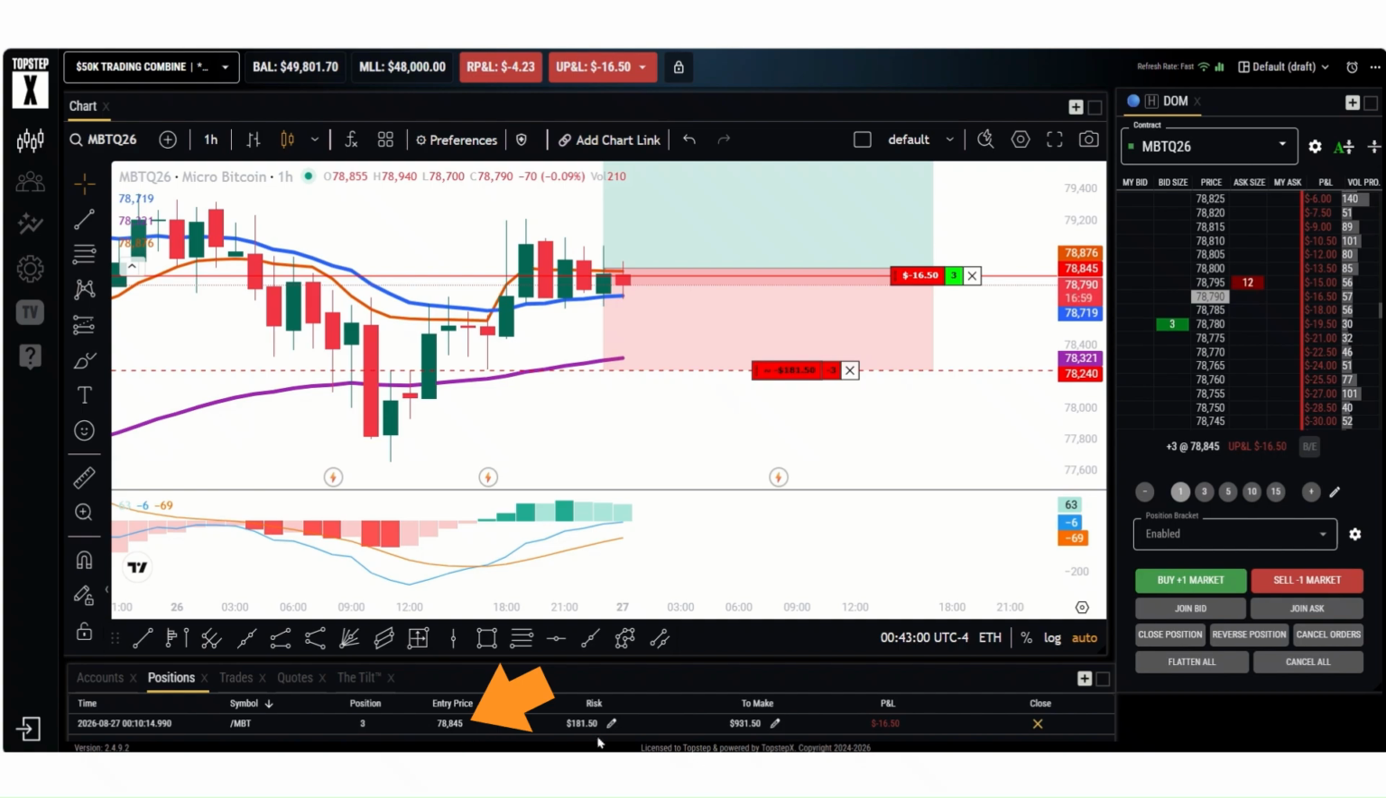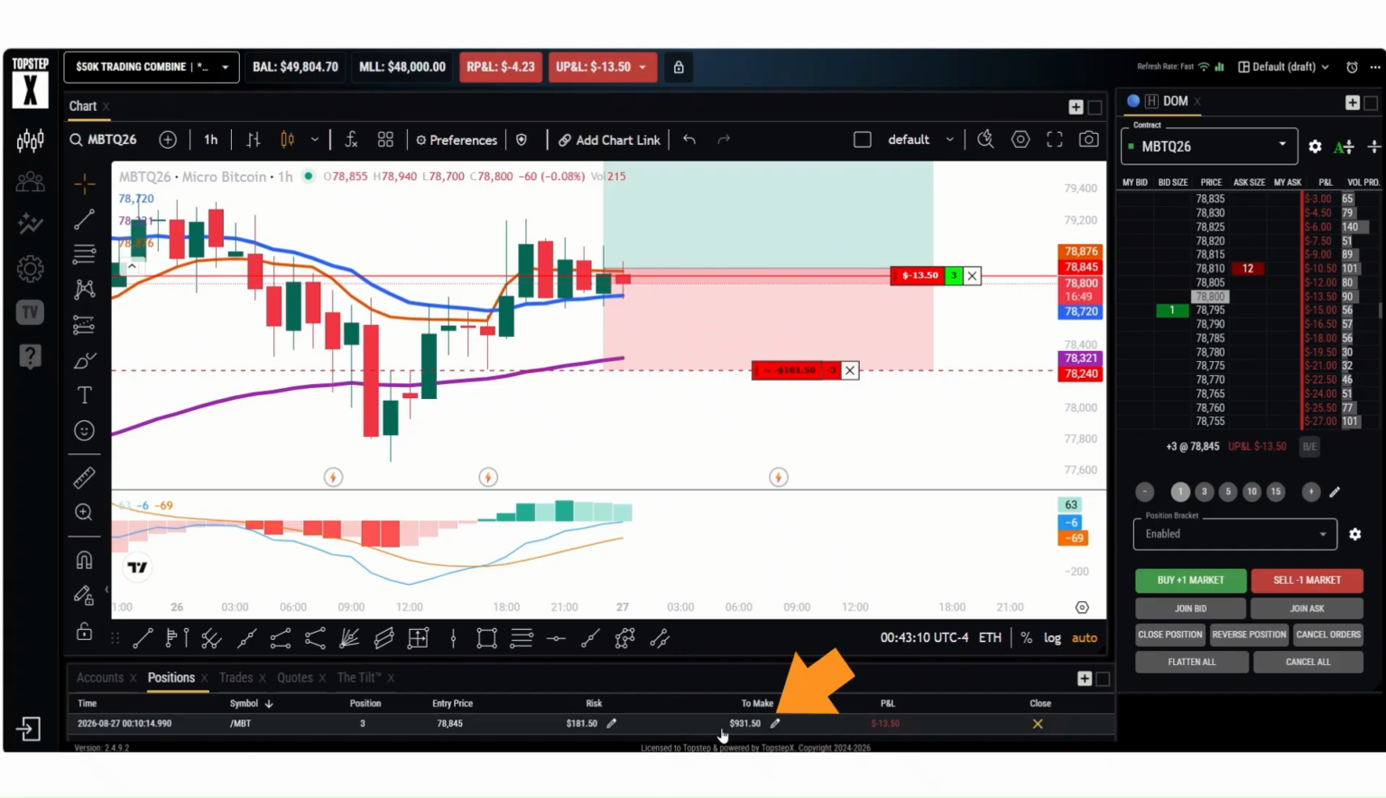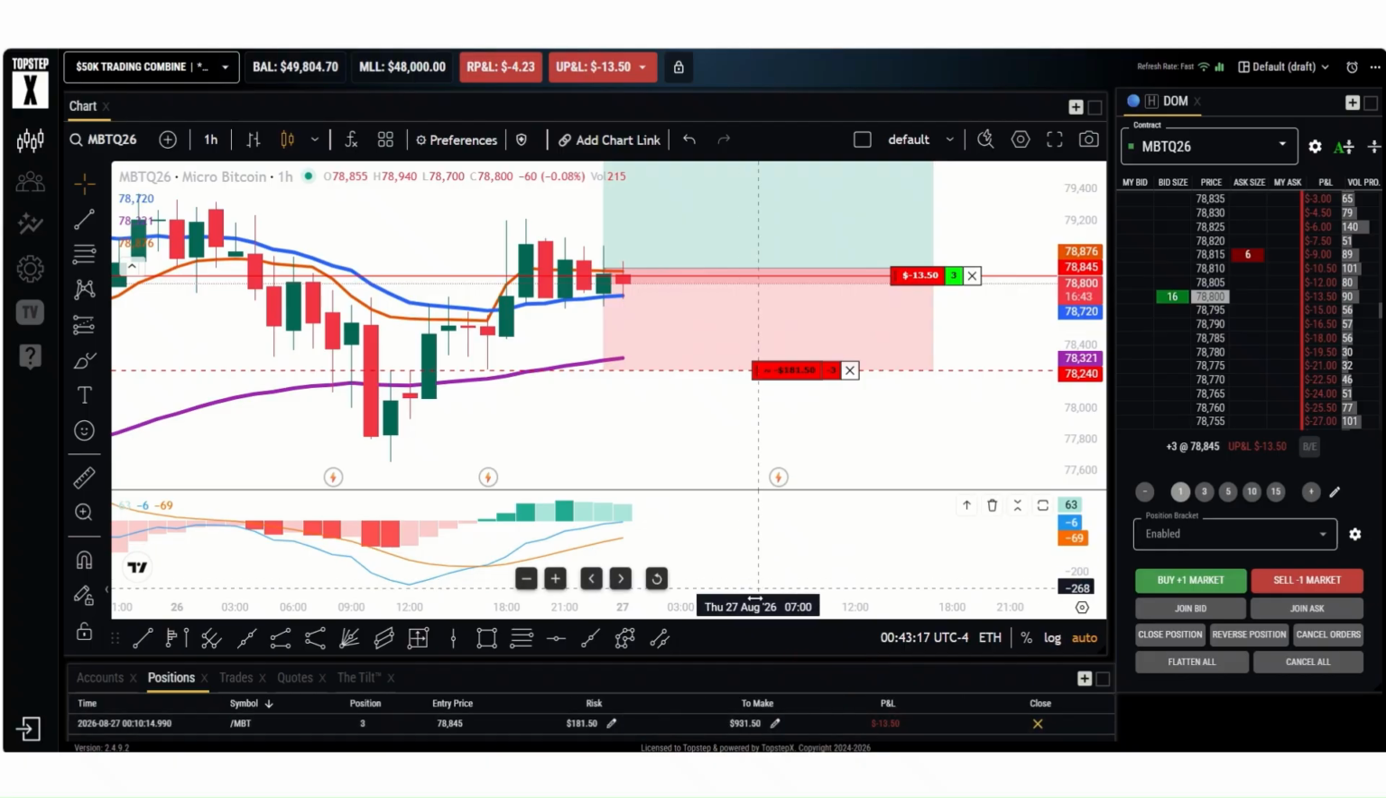I'm risking a little over $180, which is representing the bottom half of this red rectangle here. My take profit target is a soft target of 931. I can adjust both my risk and profit targets higher and lower. And unfortunately, since entering the trade, the position is down $13.50.